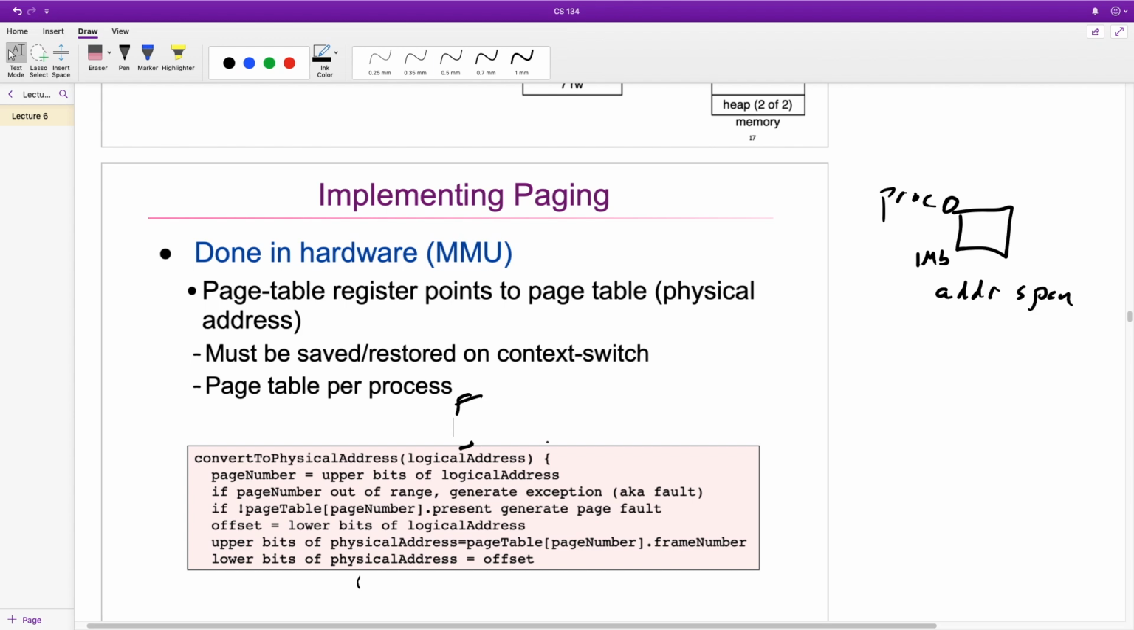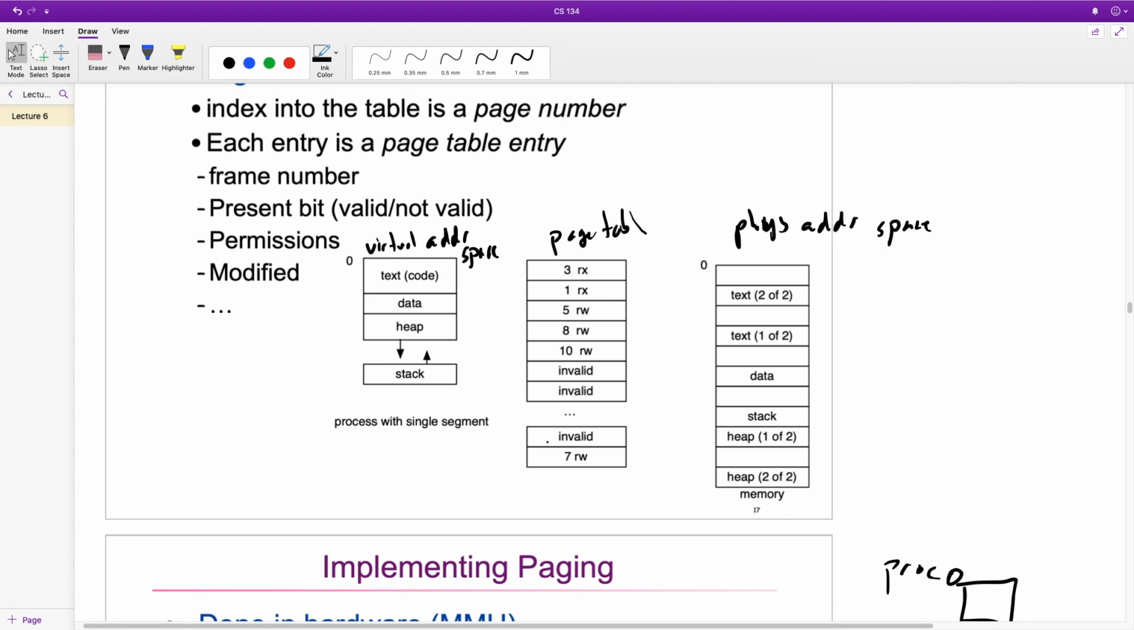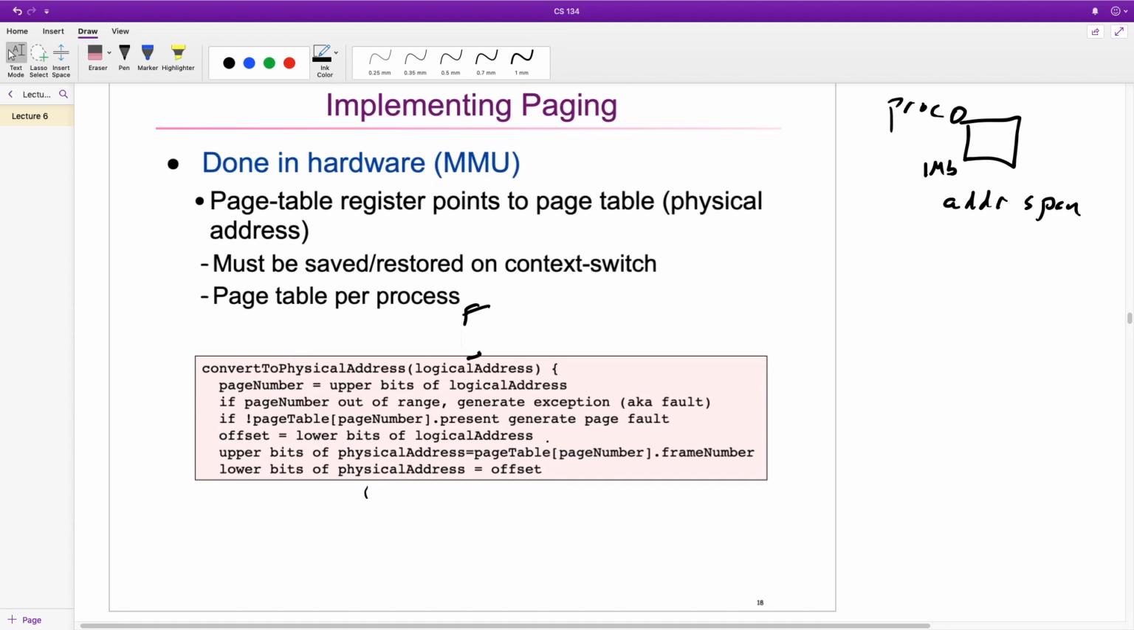So to convert to a physical address, we take a logical address, we take the upper bits, and that gives us a page number. Now there's a part of this that doesn't fit yet with the x86, because this is a single linear page table, a single level page table. We'll get to multi-level page tables in just a second. So if the page number is out of range, which it could be if the page table is not big enough, then we generate an exception. If we look in the page table and there's no entry there, if it's not present, we generate an exception. I'll put another check in here. If the permissions don't match, we generate an exception or fault.